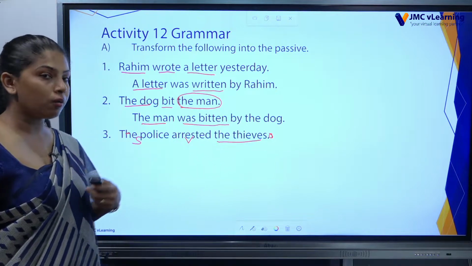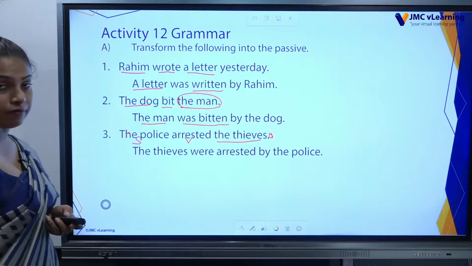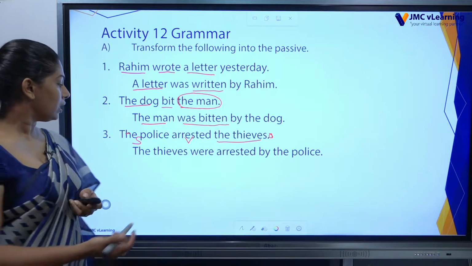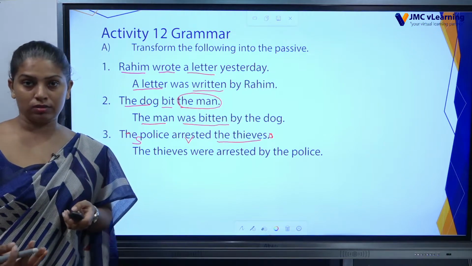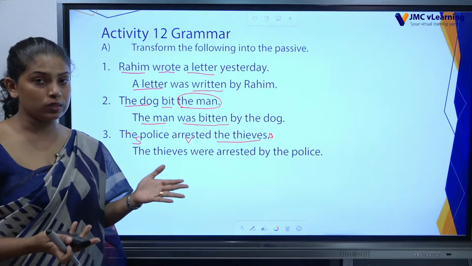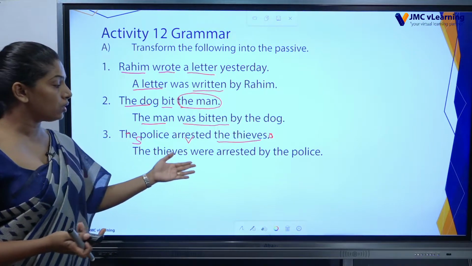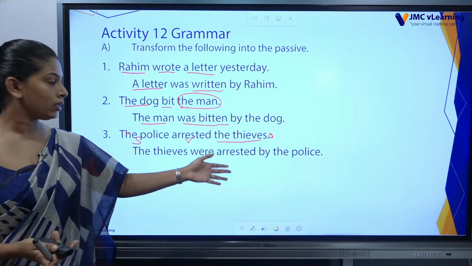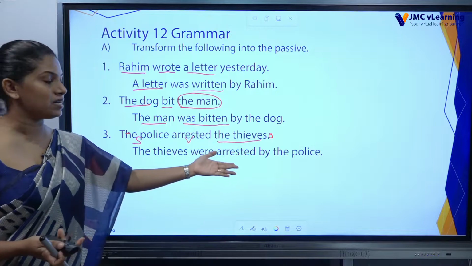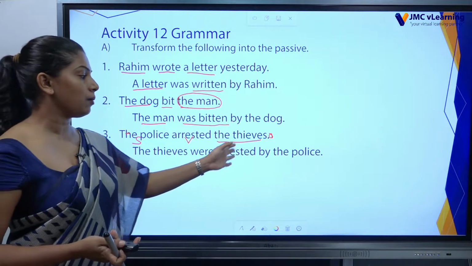So we have to take the object first. Then we can write it like this. The thieves, that is the object. The thieves is plural. Then the helping verb we can take here is not was, we have to take were. Then the thieves were arrested. Arrest, arrested, arrested. The verb in past and past participle are both the same. So the thieves were arrested by the police.